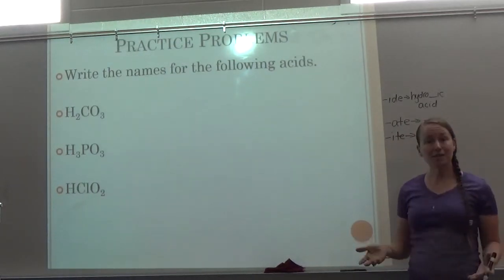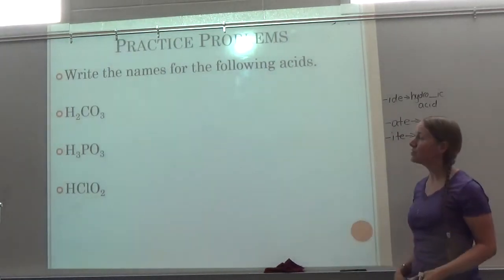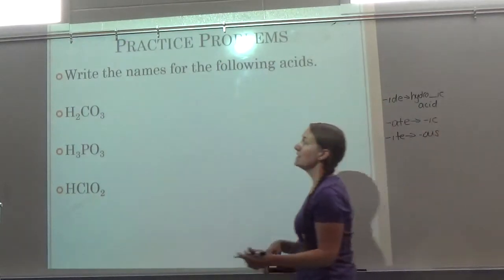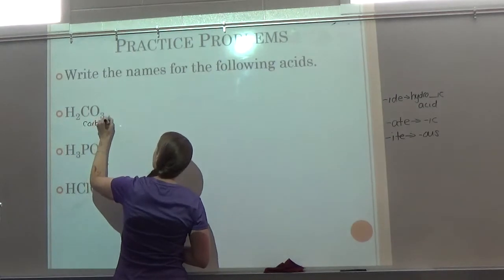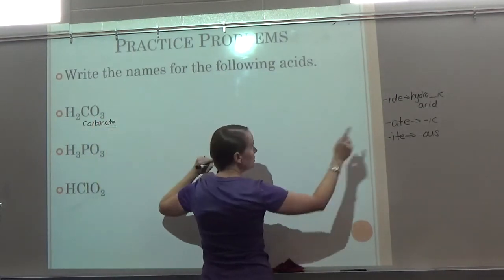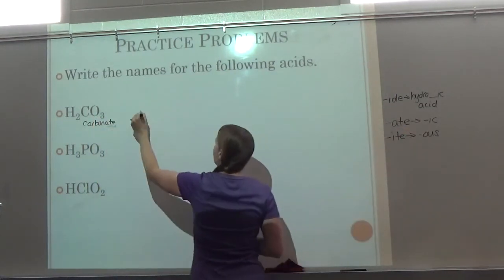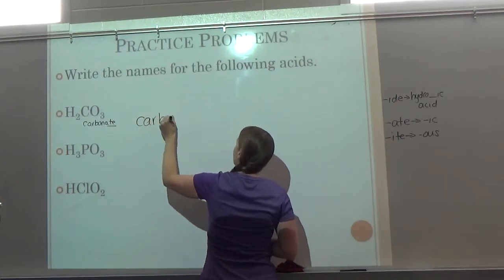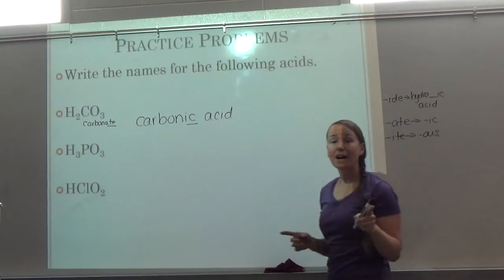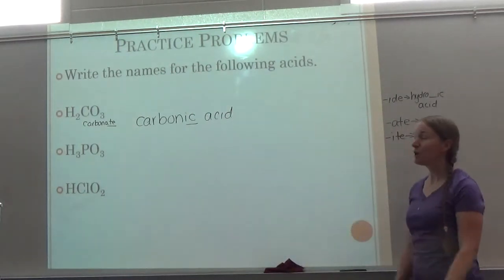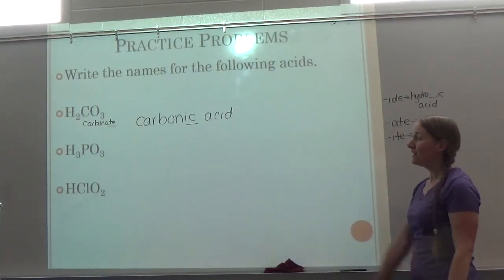All right, so pause it and try these real quick and then we'll look at your answers. Our first one, H2CO3. CO3 is carbonate. So ate, of course, goes to ic. So it becomes carbonic acid. Remember, no hydro unless it ends in ide. So hopefully you got that one right. All right, let's look at our next one.